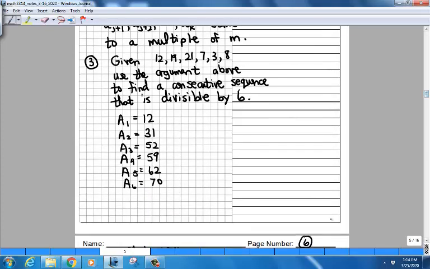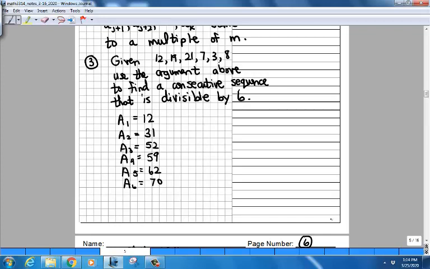Okay. So next what we would do is scan through this collection of partial sums. And if one of them is already divisible by 6, then we would say we're done. Oh, well, here we already have one of our partial sums, 12, that's divisible by 6, correct? And so there we've already identified our subsequence that's divisible by 6.